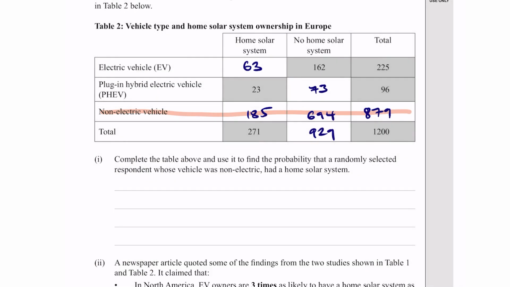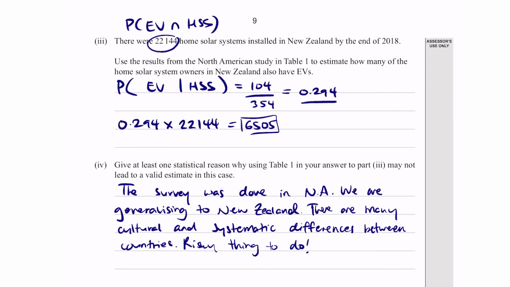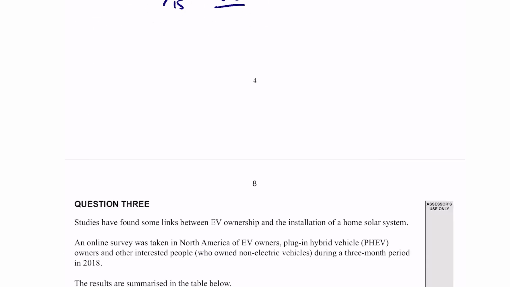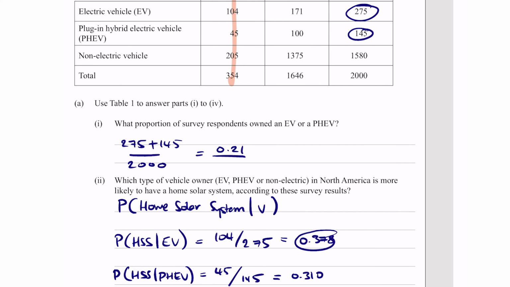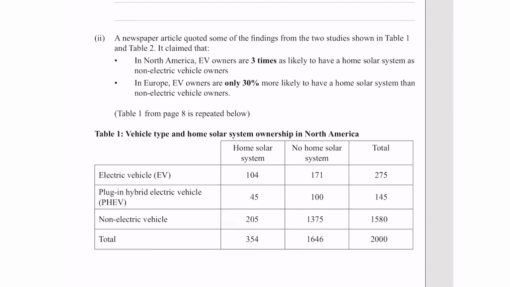Sorry, I don't know what that was about. Then we want to know the probability that they have a home solar system. This is just 185 out of 879. So 185 out of 879 is 0.210. Did we calculate that before? No. What did you get? 0.210. But that's for the North America survey.